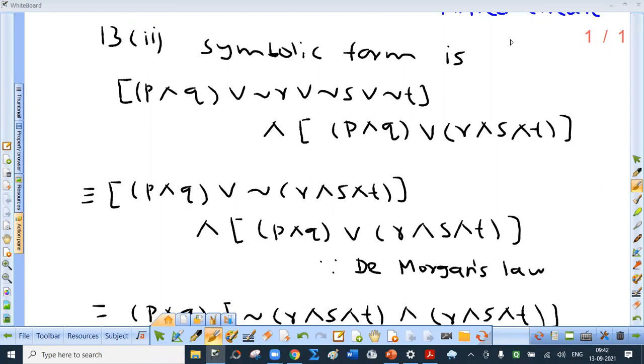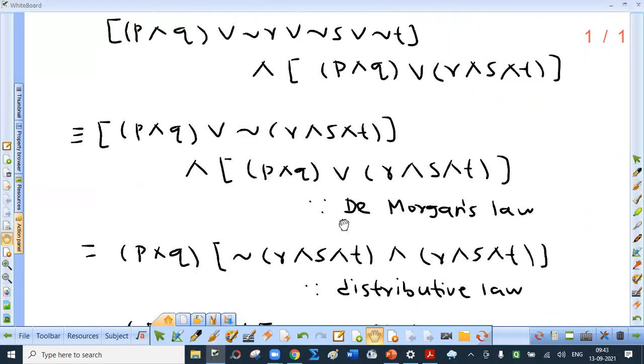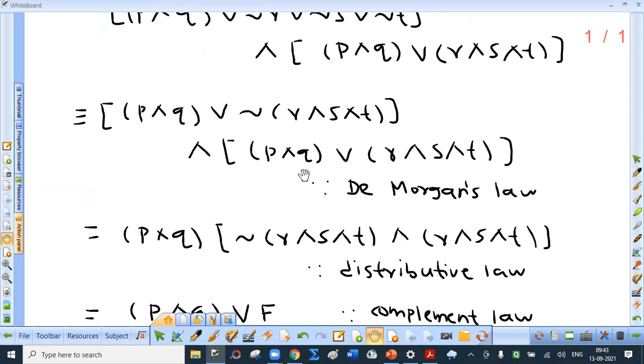In fact, one more, T, small t. So this is the symbolic form. It is lengthy but not difficult. Now it is not R or not S or not T. By De Morgan's law, it is not (R and S and T), right? So the first step is De Morgan's law. Now the distributive law: P and Q, not (R and S and T), and (R and S and T).